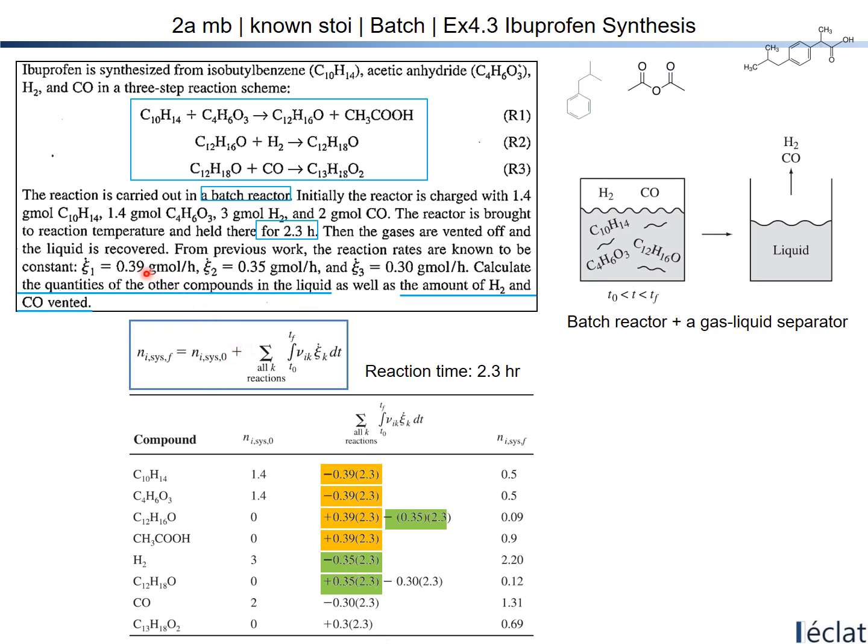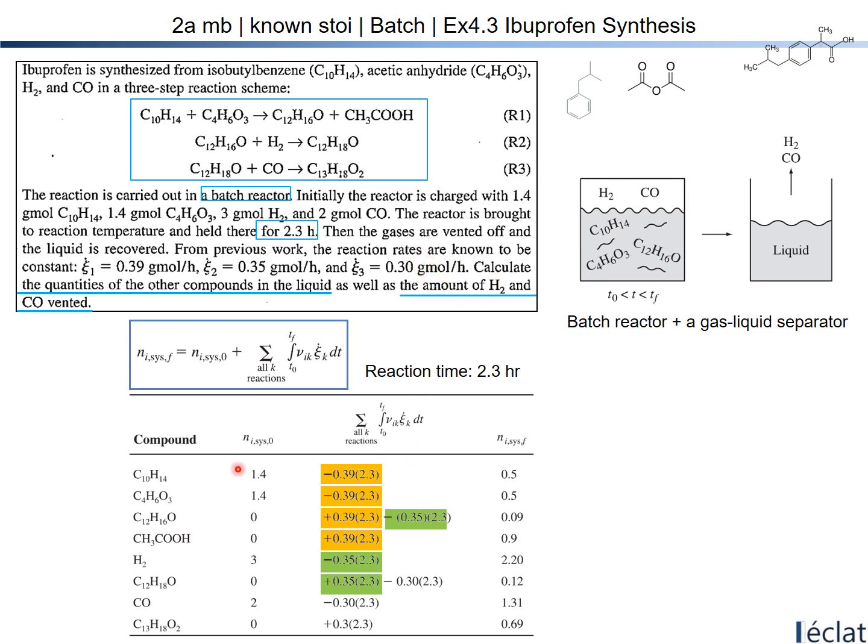Here, the extents of reaction were given to you for each reaction. Reaction 1, 0.39 gram mole per hour. About reaction 2, 0.35, and 0.30 gram mole per hour for the third reaction. So we could use the xi values.